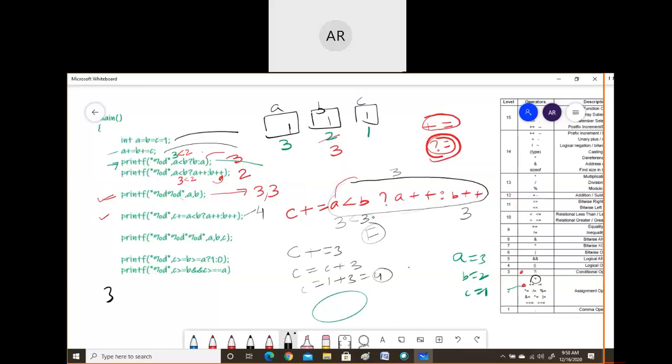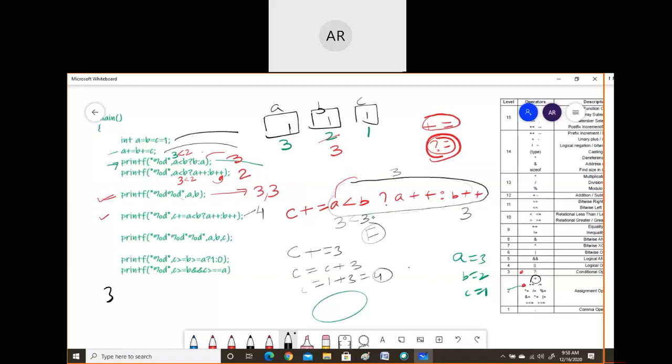So in the next line, c is equal to c plus 3. What is c? C is equal to 1, 1 plus 3, that is c is equal to 4. C is equal to 4, right? So in this case, the answer will be 4. If you have any doubts, you can ask me, right?